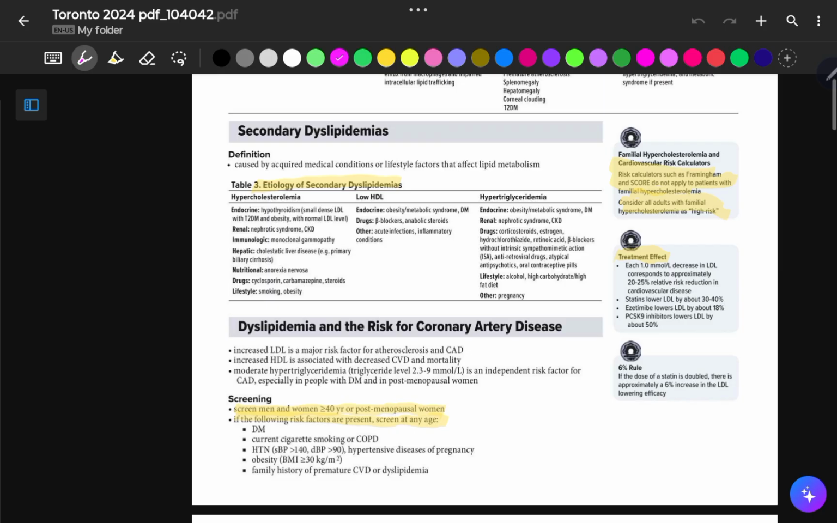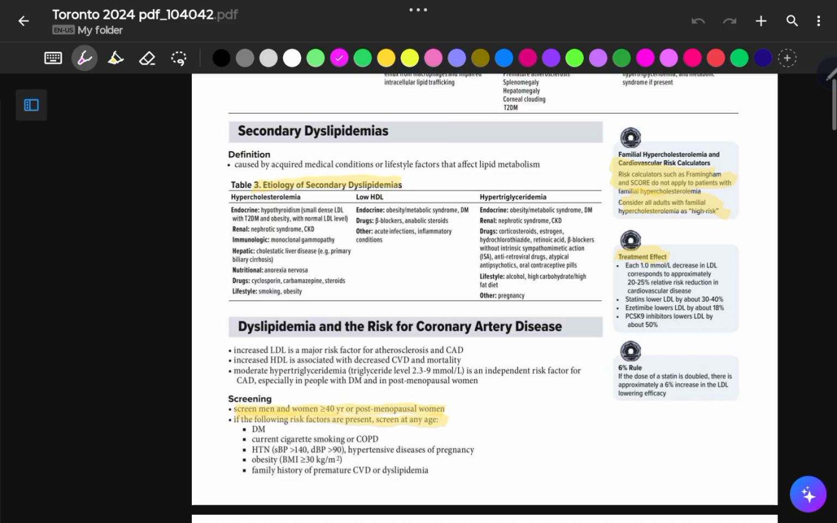Now the next column is those that cause low HDL, which is your high density lipoprotein. If you're obese, have metabolic syndrome, or have diabetes, that decreases your HDL. And remember, HDL is the safest cholesterol. You want to have HDL present. Drugs like beta blockers and anabolic steroids also decrease HDL, and so do other things like acute infection and inflammatory conditions.